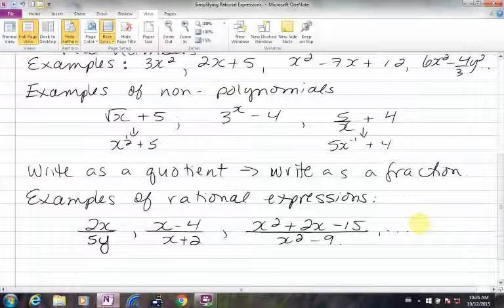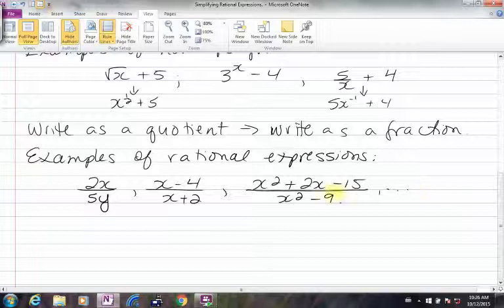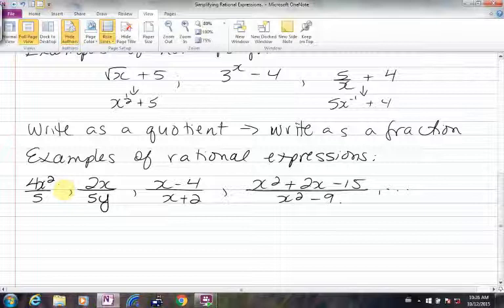So you could have something like 4x squared over 5. That's still considered a rational expression. Even though 5 doesn't have a variable in it, it's still considered a polynomial because remember I said a polynomial is a collection of terms. As long as there's a variable somewhere, numerator or denominator, it's still a rational expression. Okay? So, everybody with me so far?